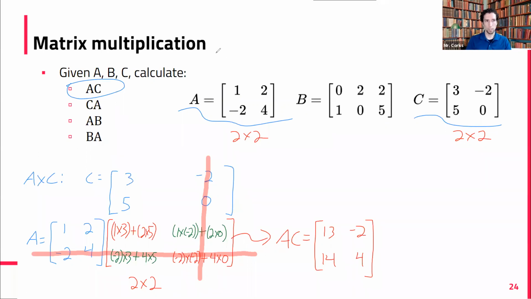So that's what matrix multiplication looks like. So I'm going to write that out on the side here as well. AC is equal to 13, -2, and 14, 4.